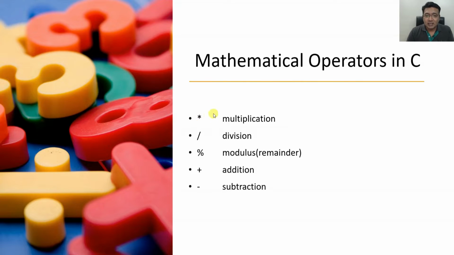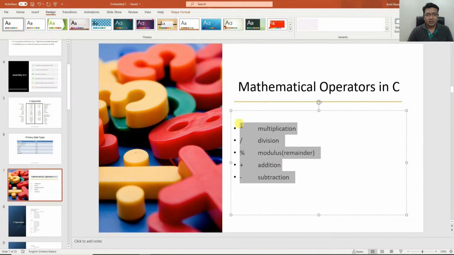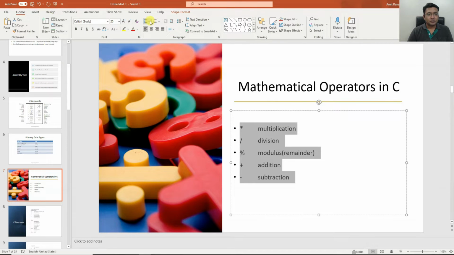So this asterisk symbol is for multiplication. Just give me a minute. This bullets is causing a little bit of distraction. So let me remove those bullets.